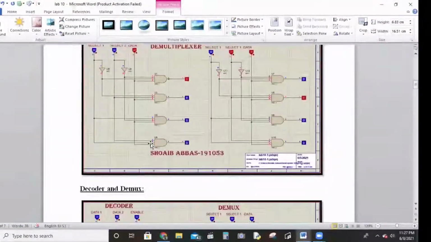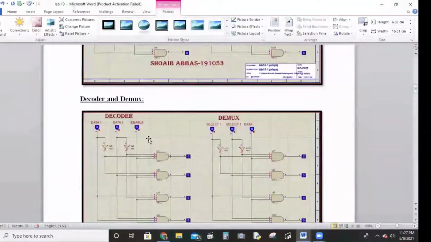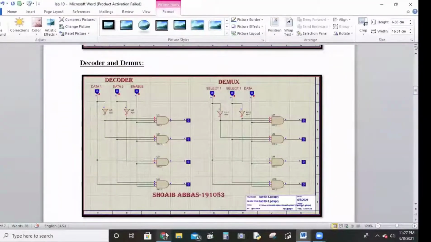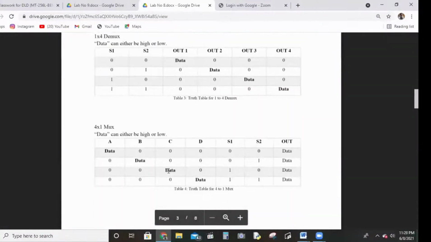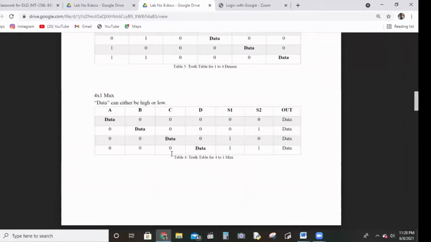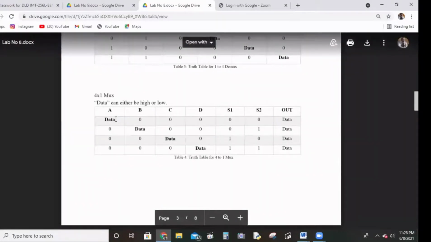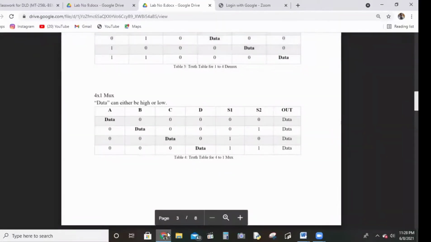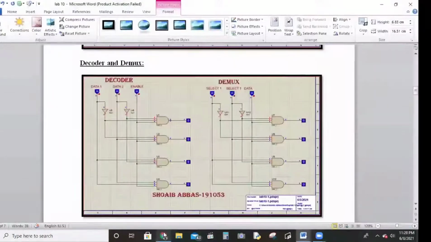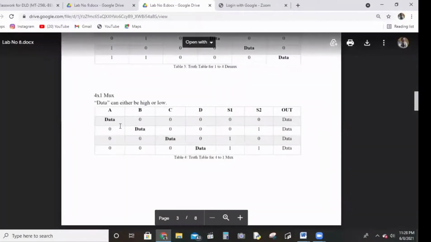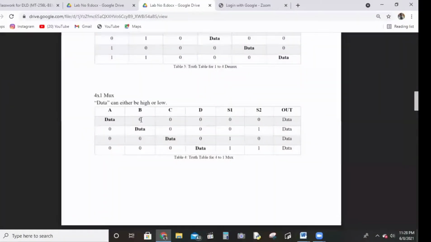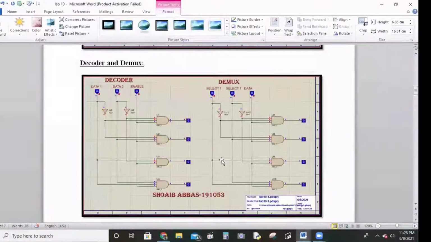Now we will move towards our next circuit, that is decoder and demux. We'll compare it with the table 4+1 mux. Here our data is 0, so we will compare it with our circuit and see what would be the outputs. As all the inputs are 0, we will see what would be the output. As we can see over here that our data is 0 and our inputs are also 0, then our outputs are also 0. So we can say that our simulation is true up till here.